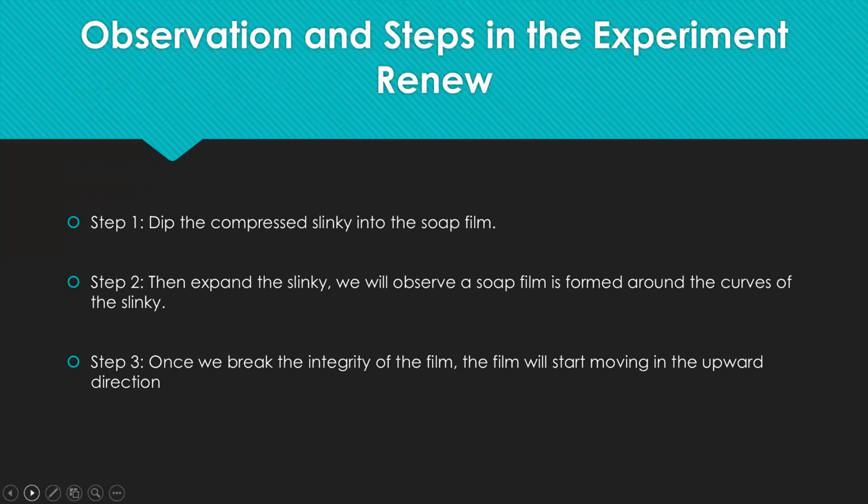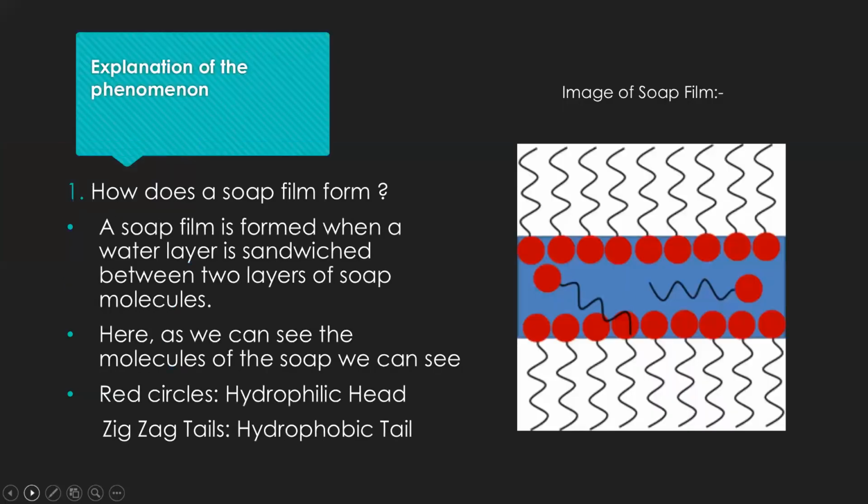So observation of the experiment. Step one was to dip the compressed slinky into the soap solution. Step two was to then expand the slinky, and we will observe that the soap film is formed around the curves of the slinky. And step three, once we break the integrity of the film, it will start moving in the upward direction. So this was the observation. Now let's see how the phenomenon actually works.